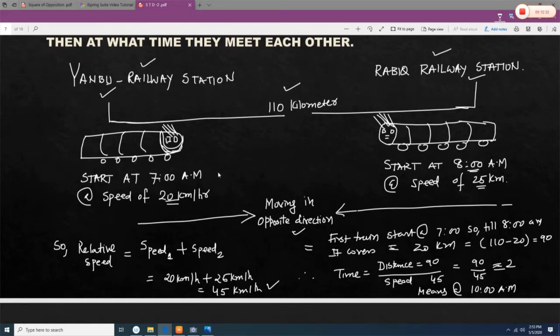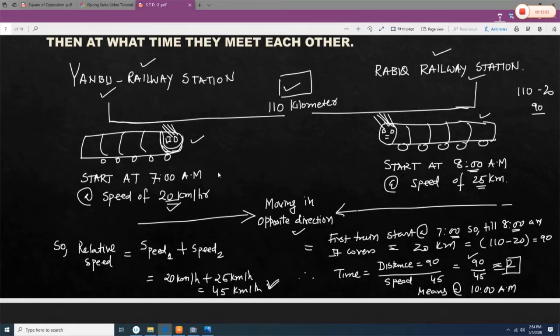So first train starts at 7 a.m. till 8 a.m. So in 1 hour this train has covered a distance of 20 kilometers, and we know the total is 110 kilometers, and already this train has covered 20 kilometers. So now 90 kilometers. For 90 kilometers with a relative speed of 45, exactly at 2 hours they meet each other. It means at 8 a.m.